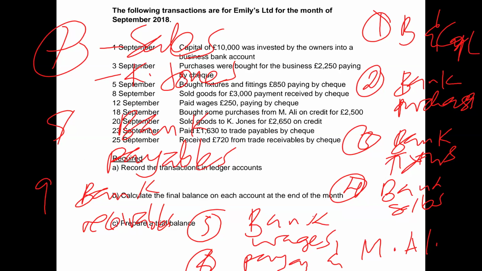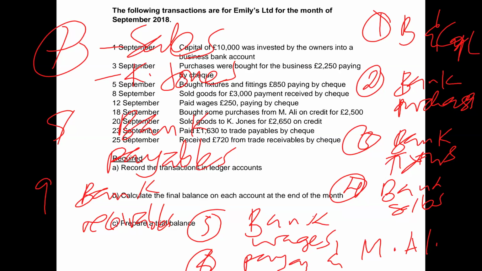And then again, if we go to 3rd September, purchases were bought for the business, 2,250, paying by check. So this time the bank is giving to the purchases that we bought. So it will be credited.